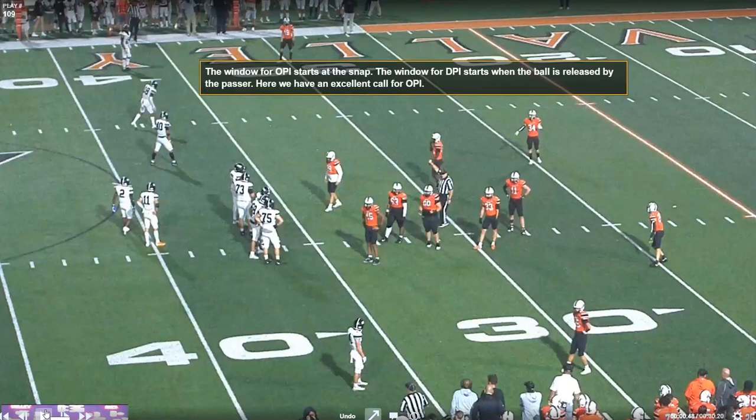We should have 2 or 3 sets of eyes, at least 2 sets of eyes, probably a third with the umpire going to that play. All right. Okay, I believe this is our last play. This is a really good one. Understanding when the window opens for OPI and DPI, and this is an excellent call for OPI. It's kind of unique, but it's definitely a foul.